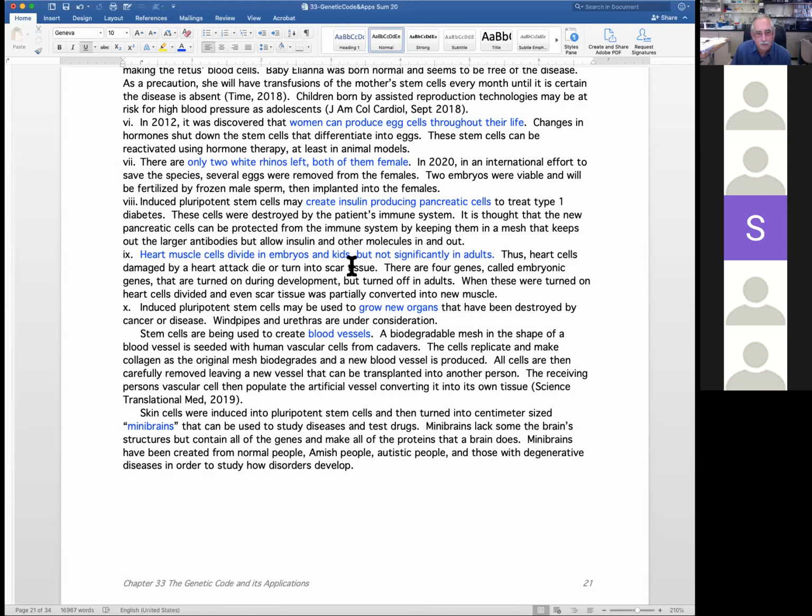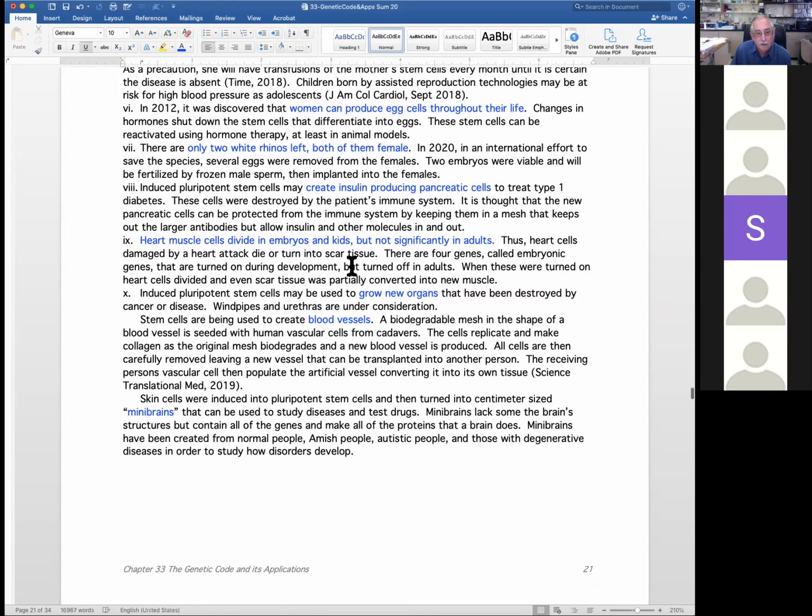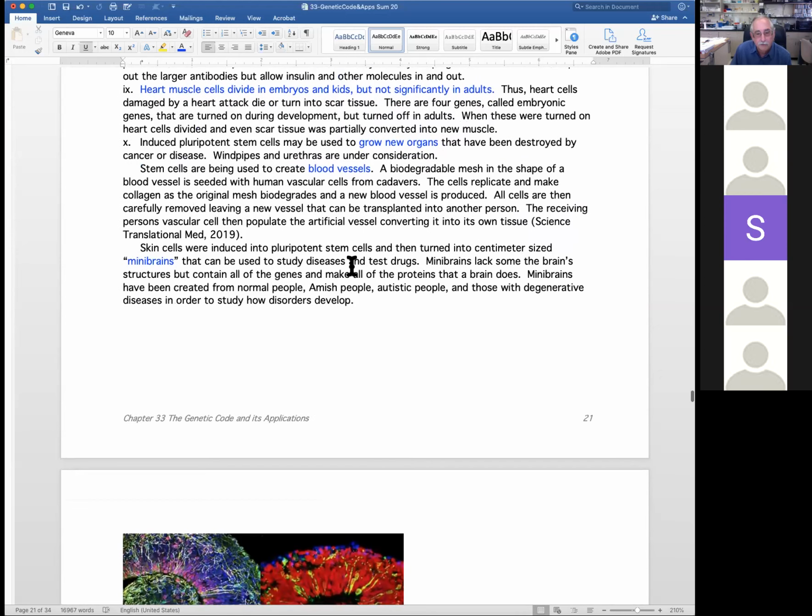Here's a couple other things. I won't go into every single thing. Stem cells can be used to grow new organs. So they're being used to create blood vessels. So they make a biodegradable mesh in the shape of a blood vessel. You seed it with human vascular cells that came from cadavers. Now, some of these are going to be stem cells. So basically, you're using stem cells to create blood vessels.